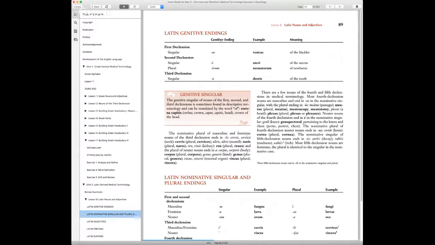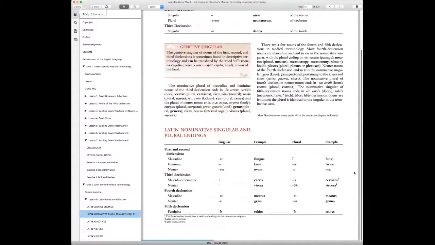Different endings of some sort. I'll explain what that genitive thing is in a moment. But looking over this chart in the book on page 89, the book lists that there are indeed the first and second declensions, this thing called the third declension, and then the fourth and fifth declensions. Basically, this means that there are these different categories of nouns. We already looked at these words, fungus, larva, and ovum, and their plurals.